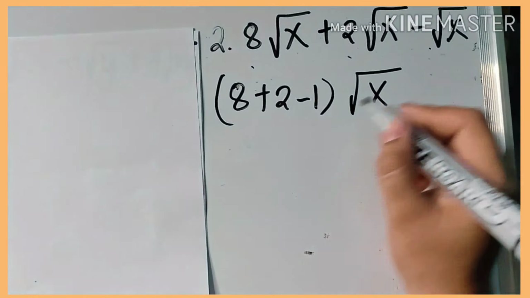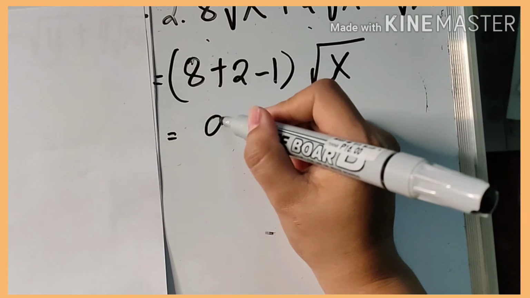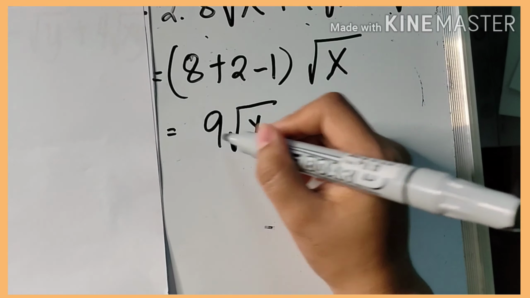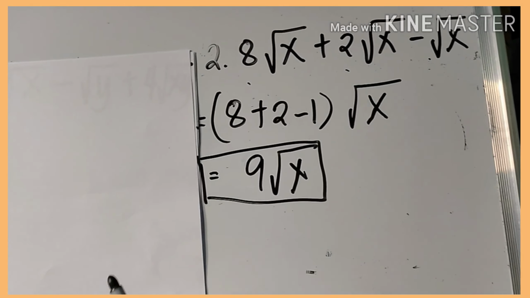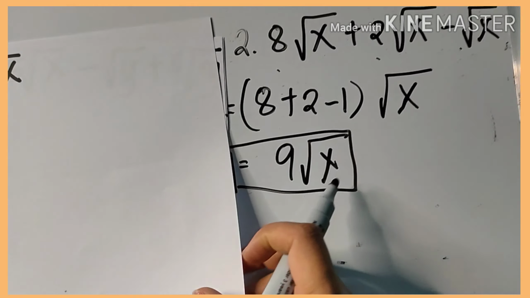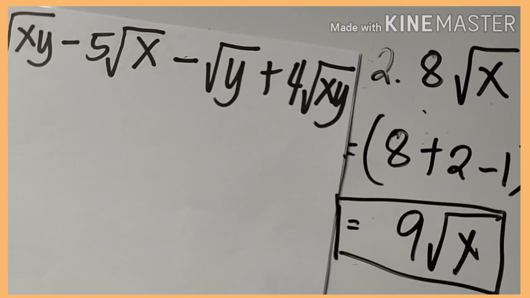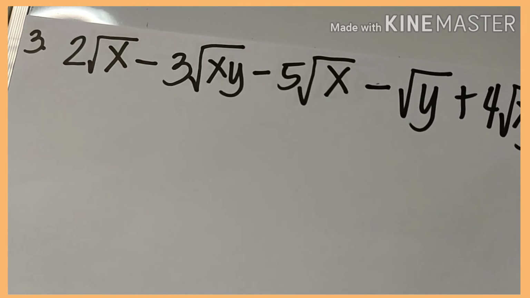8 plus 2 is equal to 10, minus 1 is equal to 9 square root of x. Then this is your answer. So that's how we're going to solve that one. Next example we have here.